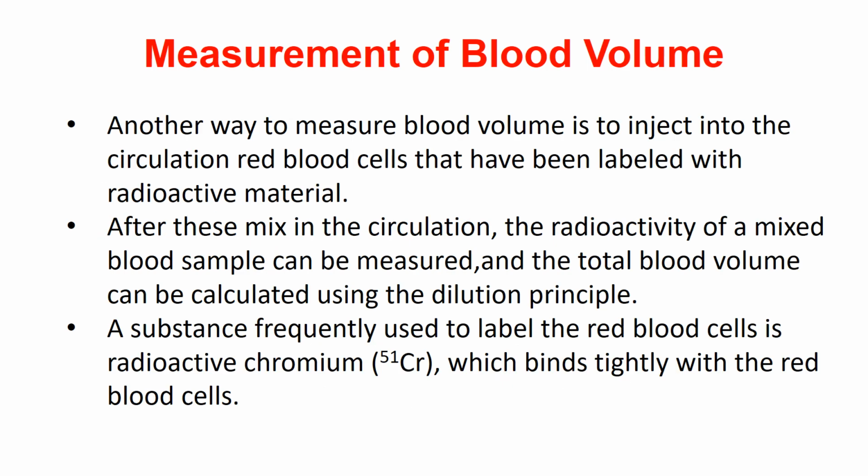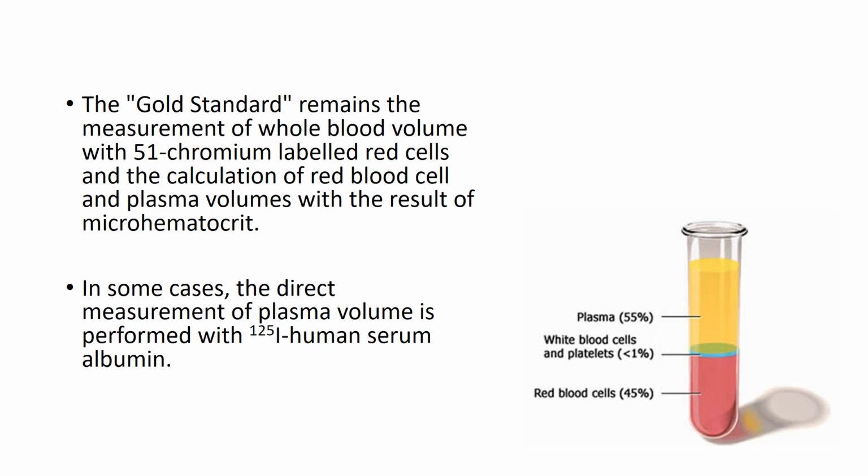Another way to measure blood volume is to inject into the circulation red blood cells that have been labeled with radioactive material. After these mix in the circulation, the radioactivity of a mixed blood sample can be measured and the total blood volume can be calculated using the dilution principle. A substance frequently used to label the red blood cells is radioactive chromium, 51Cr, which binds tightly with the red blood cells. The gold standard remains the measurement of whole blood volume with 51Cr-labeled red cells and the calculation of red blood cell and plasma volumes with the result of microhematocrit. In some cases, the direct measurement of plasma volume is performed with 125I human serum albumin.